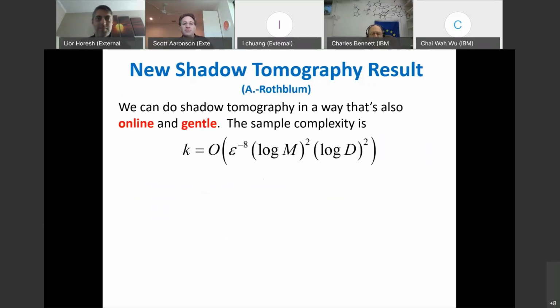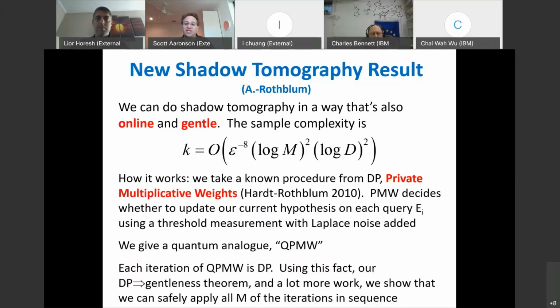Okay, but bottom line, as a sort of a flagship application of this new connection between quantum measurement and differential privacy, Guy and I were able to prove a new shadow tomography theorem that says that you can use this number of samples. So here, notice that it goes only like log of m squared. The dependence on d and on 1 over epsilon are a little worse than before, but the dependence on m is better, at least. And furthermore, our new procedure, as I said, is also online and gentle.